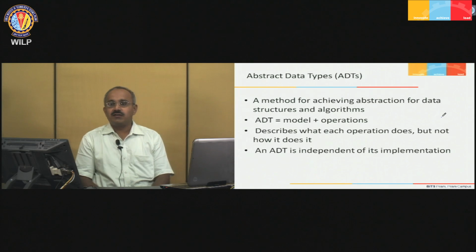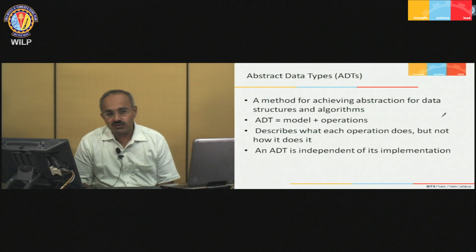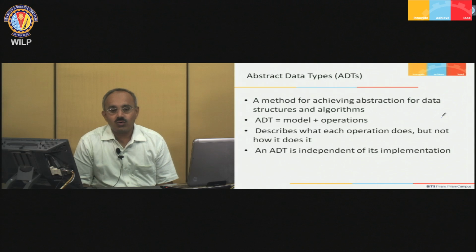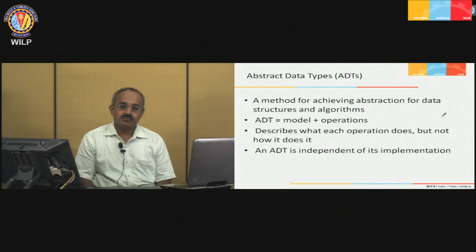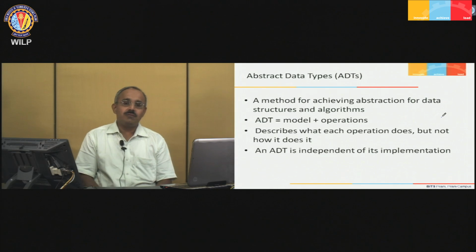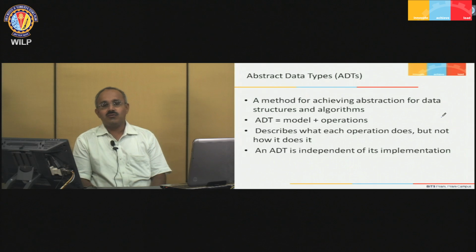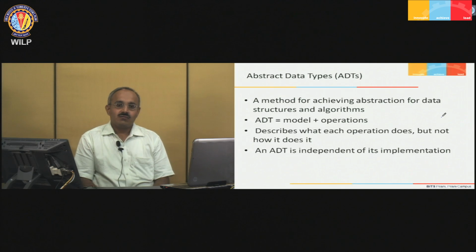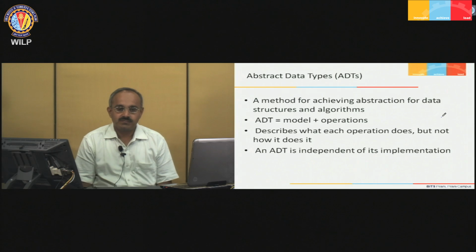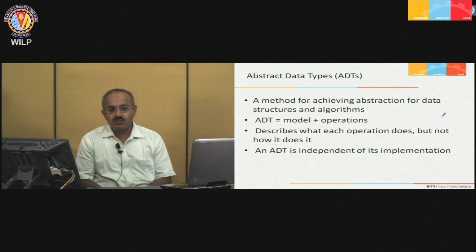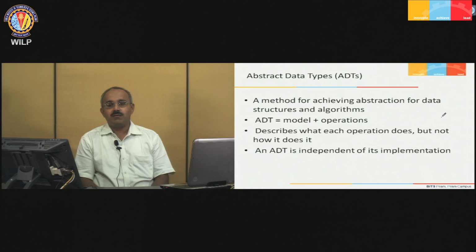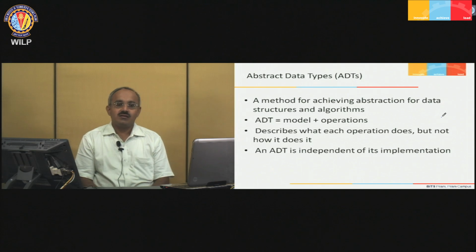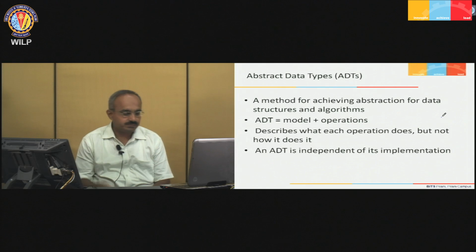So abstract data types basically look at what operations you are going to do on the data, but do not worry about how one is going to achieve it. So it basically hides the implementation details from the user. An abstract data type allows the user to use only what he wants from the representation, rather than worrying about how a particular fact is going to be implemented. So an abstract data type is independent of the implementation.